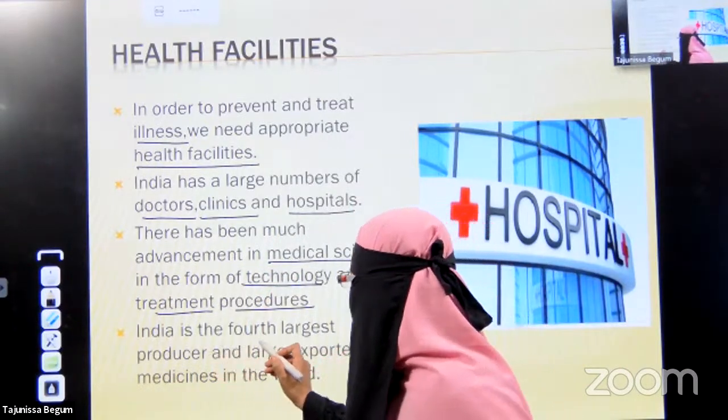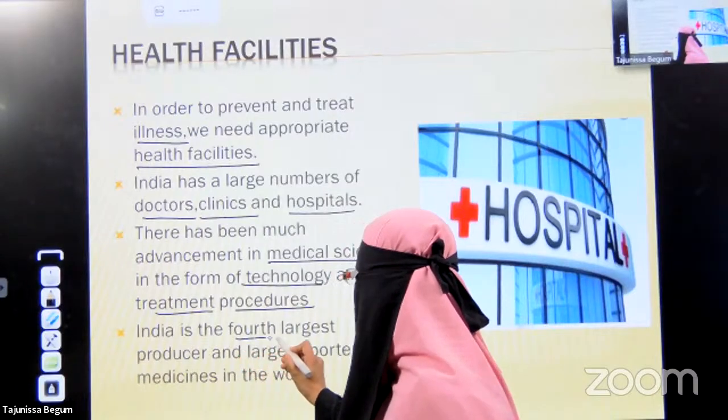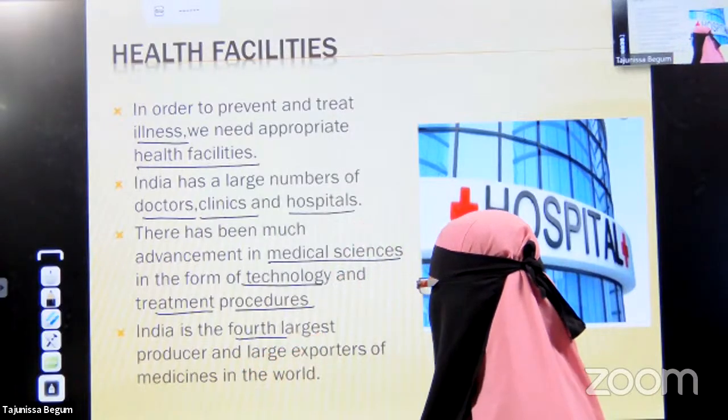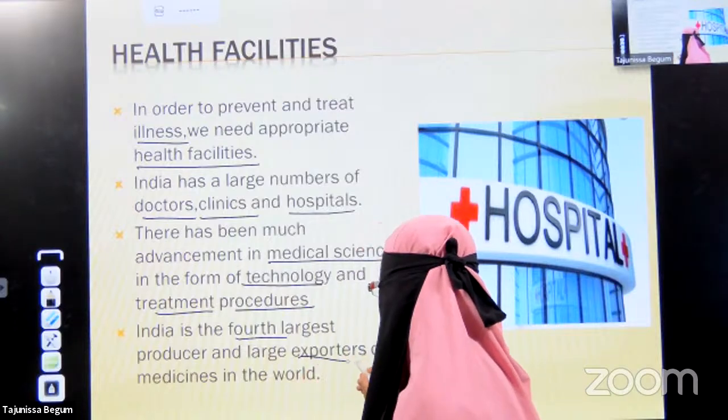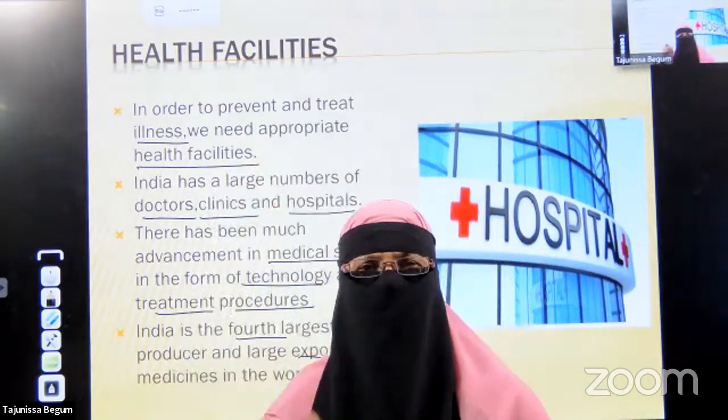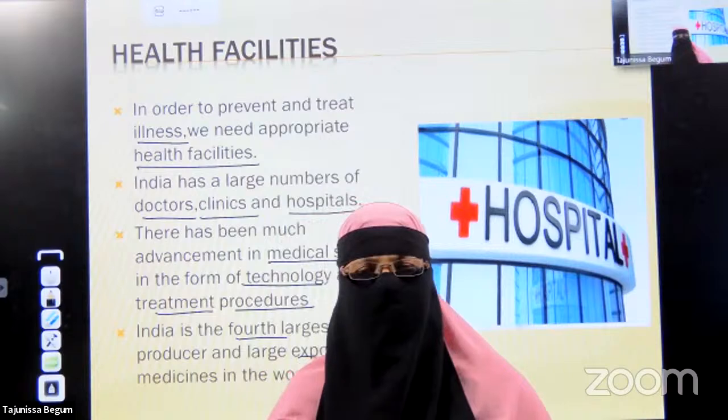India is the 4th largest producer and a large exporter of medicines in the world. That means we are able to export our medicines to other countries also. We stand in 4th place.